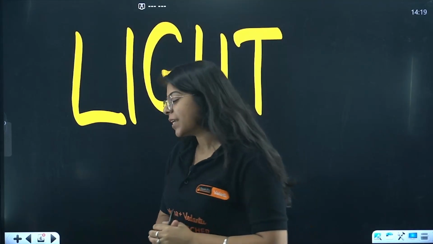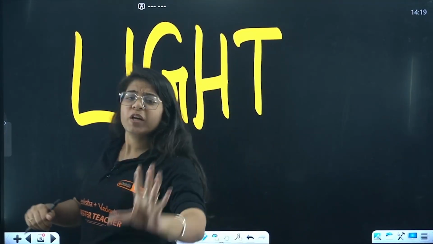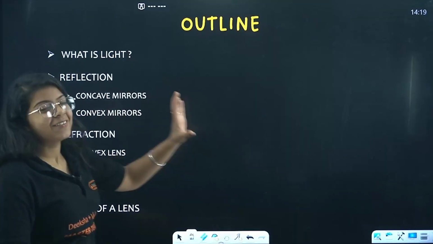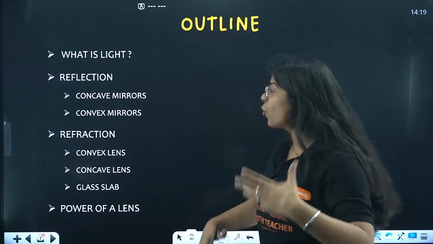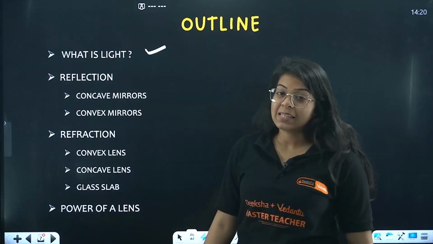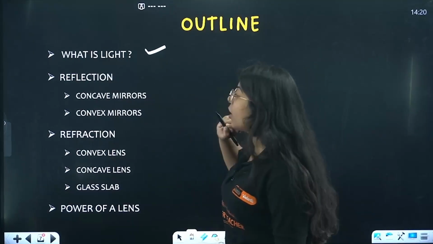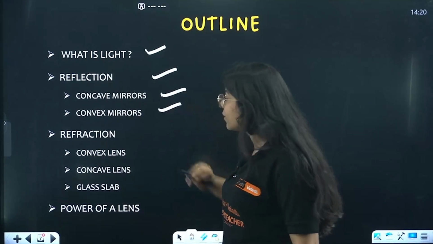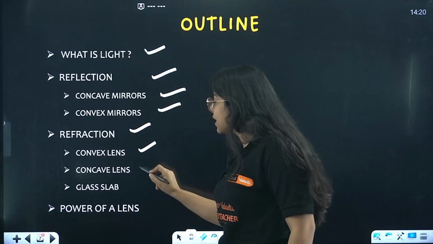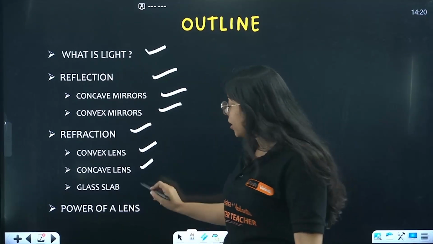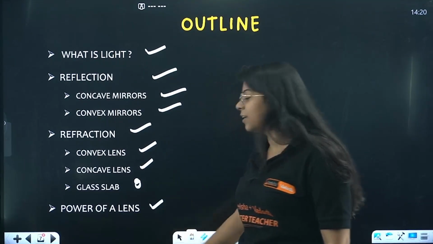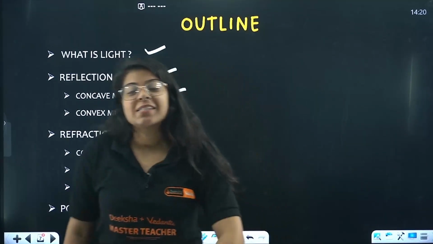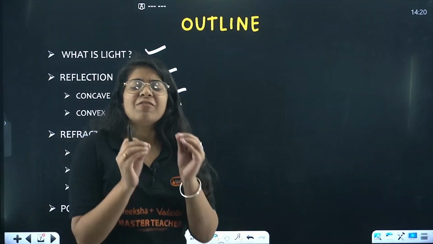Okay, so starting with the very first thing: ma'am, what is light? First let's see the outline. So we are obviously seeing what is light. Then the optical instruments I was talking about. What is that? Reflection, concave mirror, convex mirror. Refraction, convex lens, concave lens, a glass slab. It is very important. And then power of lenses. Now let's start with the very, very basic.